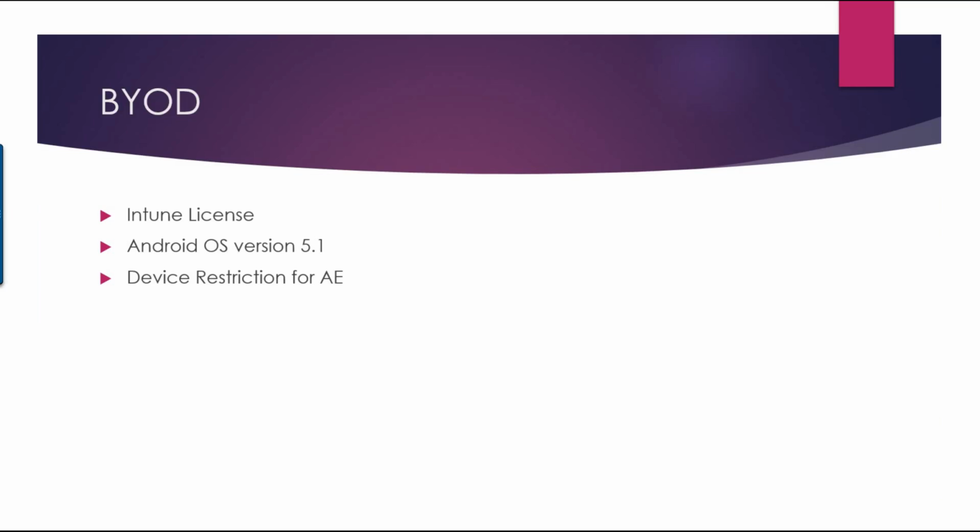If it's a BYOD device, the end user obviously needs to have an Intune license. It can be Intune A Direct or EMS Suite, and the Android version needs to be 5.1 or later, and the device restriction needs to be set accordingly. If you're doing a BYOD, the device restriction needs to be set so that the end user does not end up enrolling it as a device admin, but does it as a BYOD device.